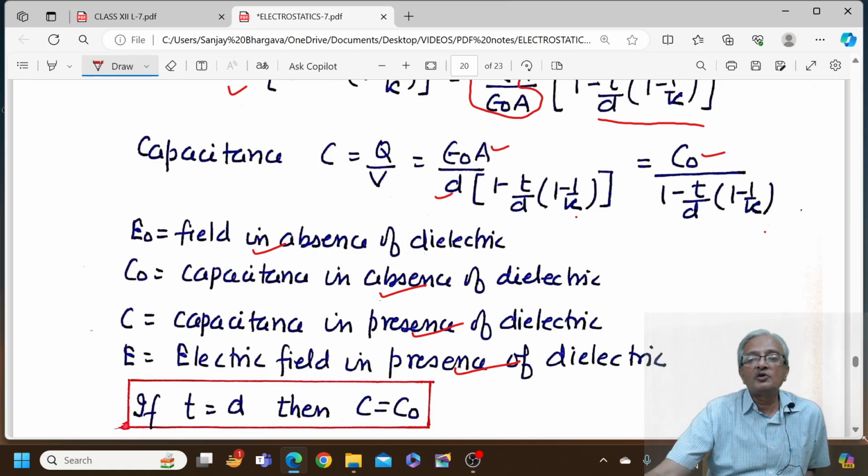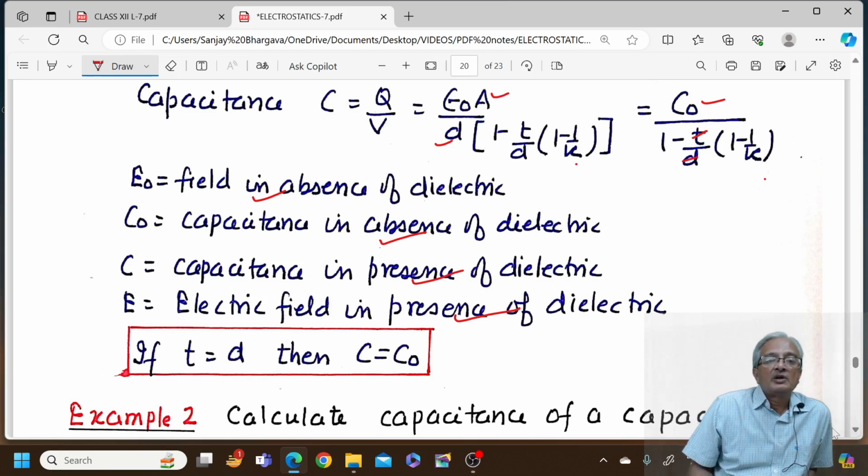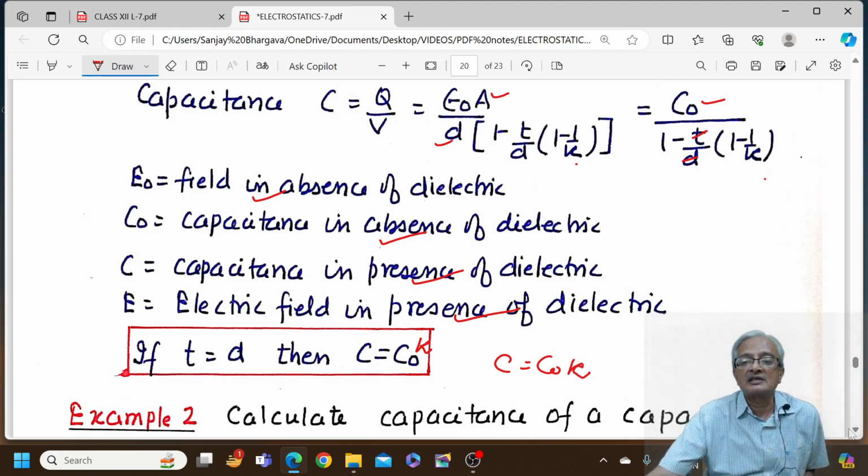If T becomes equal to D, then what happens? Then this ratio would be equal, and this would be equal to K times C0. C would be now equal to C0 times K, that is capacitance increases.